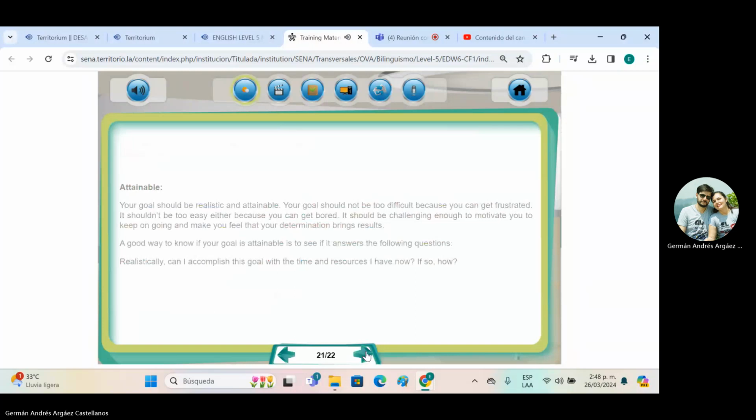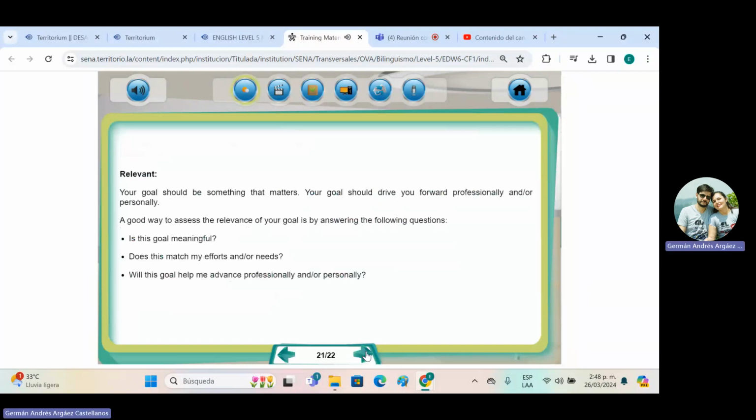Relevant. Your goal should be something that matters. Your goal should drive you forward professionally and or personally. A good way to assess the relevance of your goal is by answering the following questions. Is this goal meaningful? Does this match my efforts and or needs? Will this goal help me advance professionally and or personally?